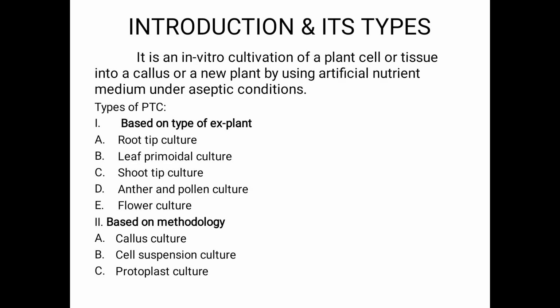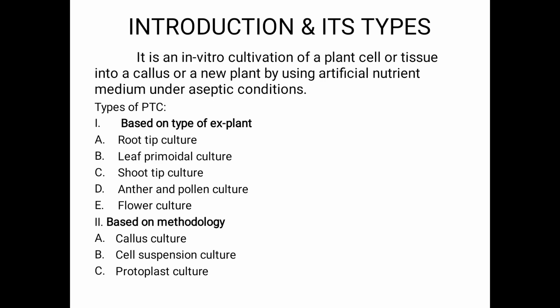Fine. Next category, based on methodology. So what procedure are we going to follow to convert that single cell into a plant? Based on the procedure, PTC can be broadly categorized into three categories. One is callus culture, number 2 is cell suspension culture, number 3 is protoplast culture. All are nearly the same with minor changes.